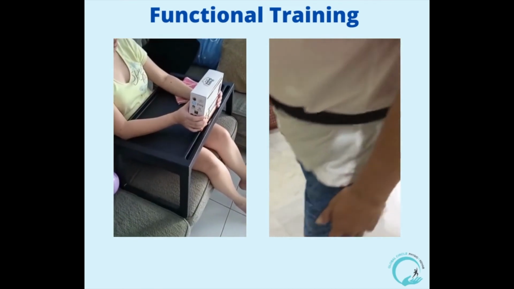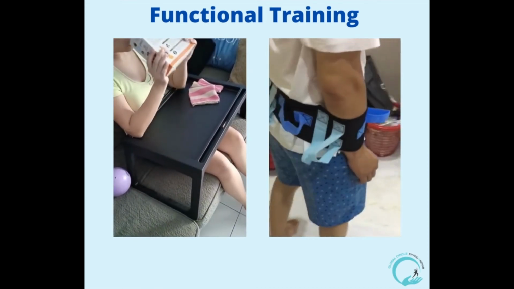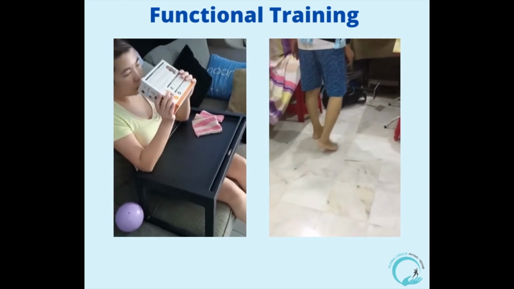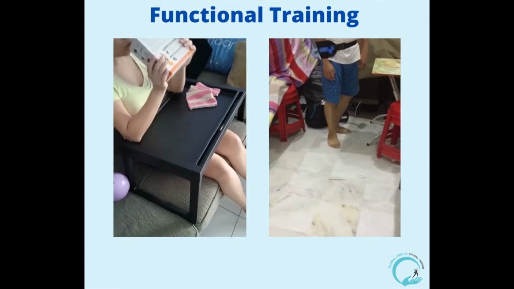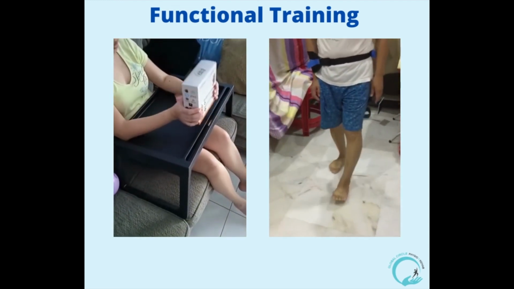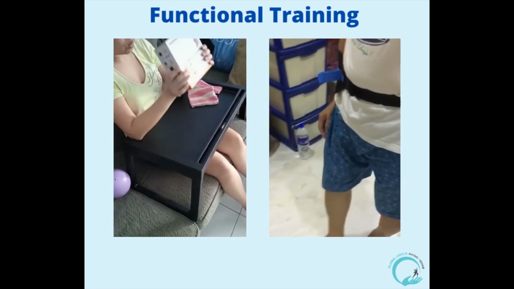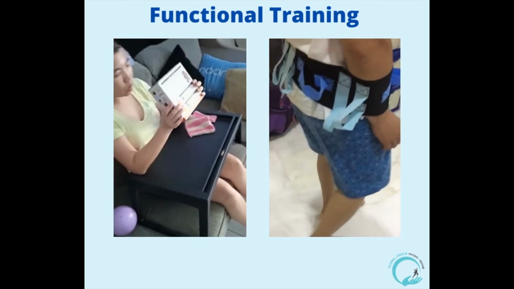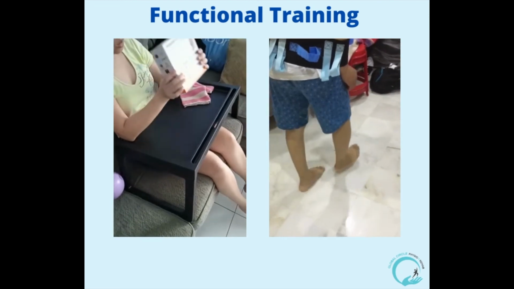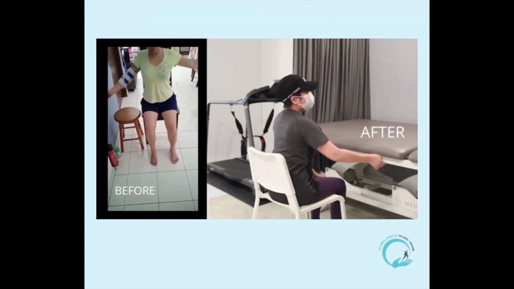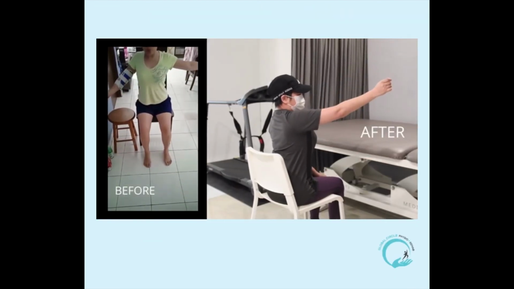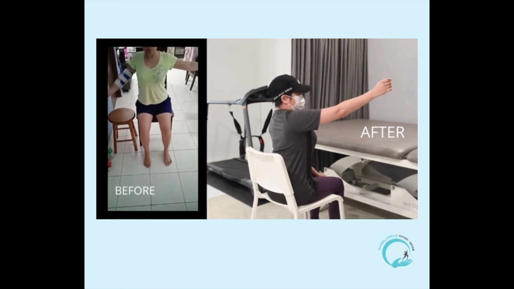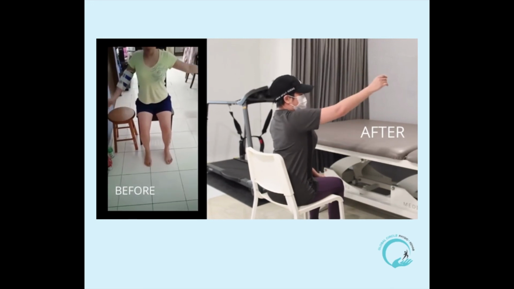Subsequently, we also need to train back our function, for example, how to grab something and bring it near to our mouth. Another common problem is how to keep our hand beside our body when we are walking. This is to relearn a proper movement pattern after the stroke. This is the outcome before and after the movement training and all sorts of functional training, and this is the outcome of our clients.